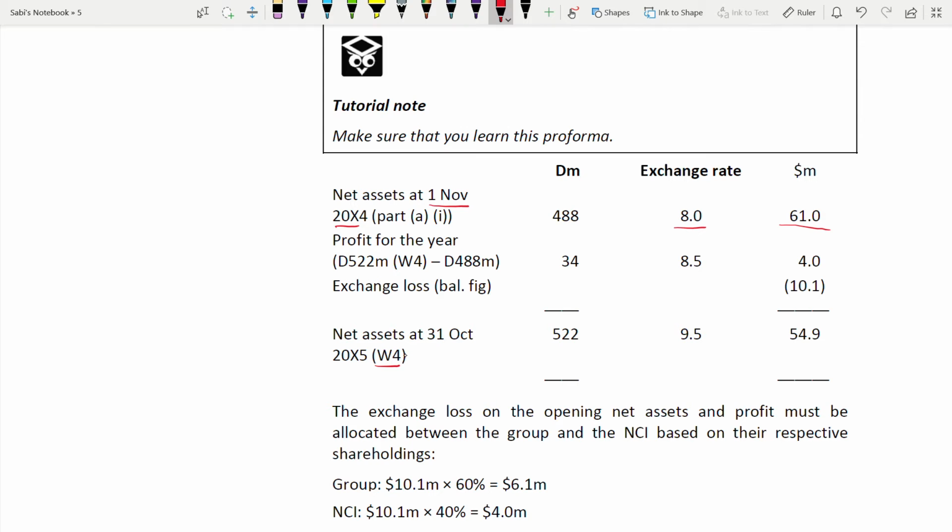Next, profit for the year. If you see, there's a separate working 4 of how you got this: 522 minus 488. That means the closing net asset minus the opening net asset. Then only you get the profit, right? So let us go to working 4 first, because if we don't go to working 4, we cannot understand how we got this profit 34 or how we got this closing net asset, right? So let us go to working 4.